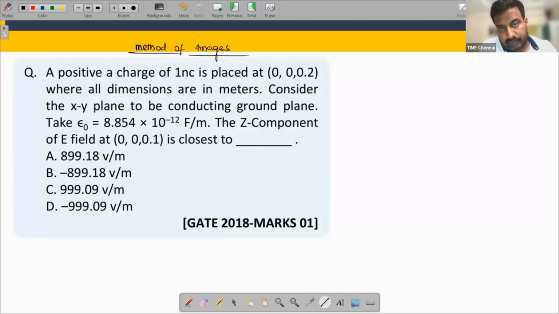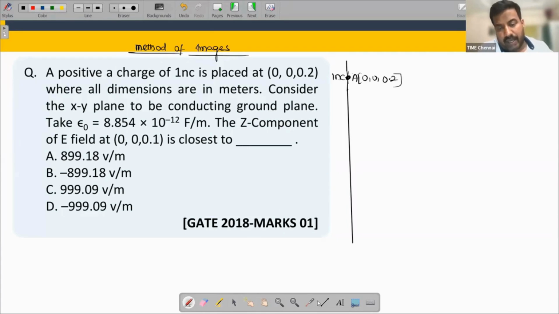A positive charge of 1 nanocoulomb is placed at 0 comma 0 comma 0.2. Let it be a. All dimensions are in meter.